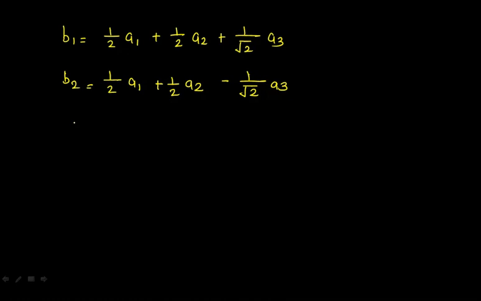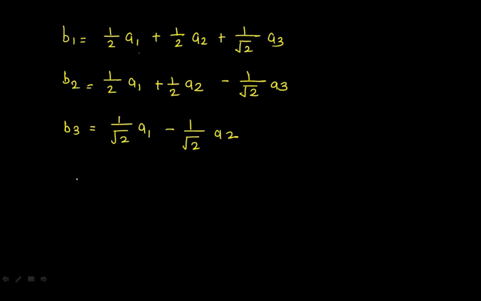Okay. So B1 is 1 half A1 plus 1 half A2 plus 1 by root 2 A3. Similarly, B2 will be 1 half A1 plus 1 half A2 minus 1 by root 2 A3. And B3 will become 1 by root 2 A1 minus 1 by root 2 A2. So similarly, as we have considered the different cases, here also we are going to consider the different cases for this particular thing.